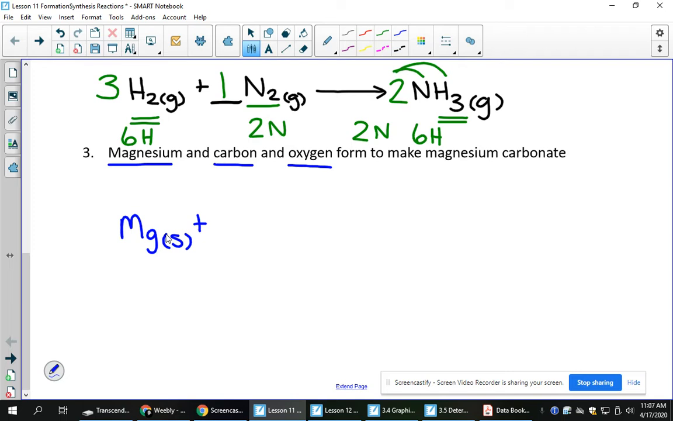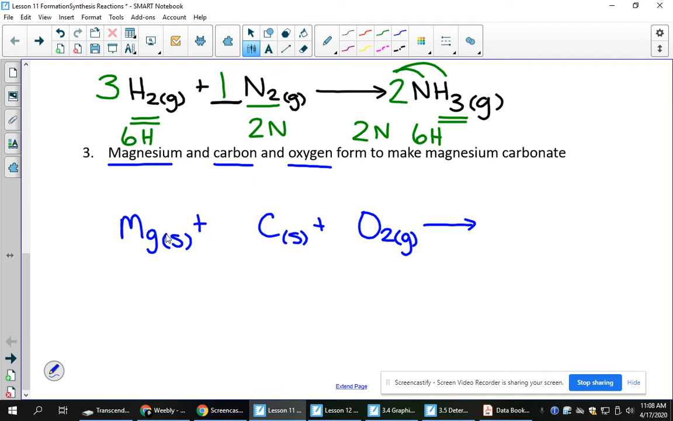Leave a little space, and then we can do carbon. I just checked, and it's also in a white box, so solid. It's also not in the polyatomic element box, so there's only one carbon. Here's my oxygen from the polyatomic element box that always comes in a group of 2, and we've used this before, so I know it's a gas.